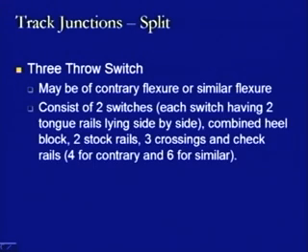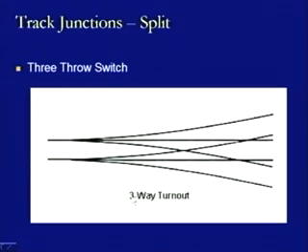And in that sense, it will be consisting of 2 switches, each switch having 2 tongue rails lying side by side, combined heel block, 2 stock rails, 3 crossings and check rails, 4 for contrary and 6 for similar flexure condition. So, these are the way the things need to be provided if we are having a 3 throw switch. This is the diagram of a 3 throw switch.